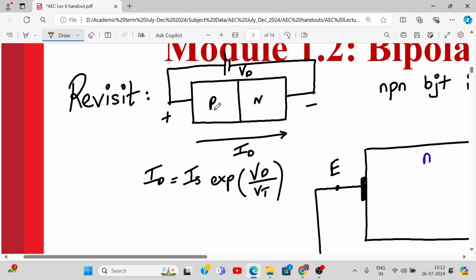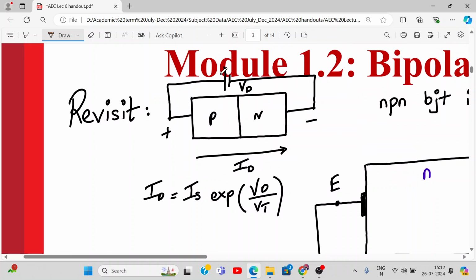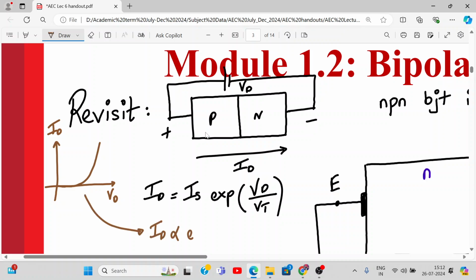Let's consider a PN junction as a device and apply a positive and a negative terminal of a battery to it. This makes the PN junction forward biased, correct? So my current versus voltage characteristic will be exponential in nature. This is my current ID versus the diode voltage VD. Since this is exponential, mathematically the current should be proportional to the exponential of VD. Ideally, this is what it means, because it's an exponential graph.